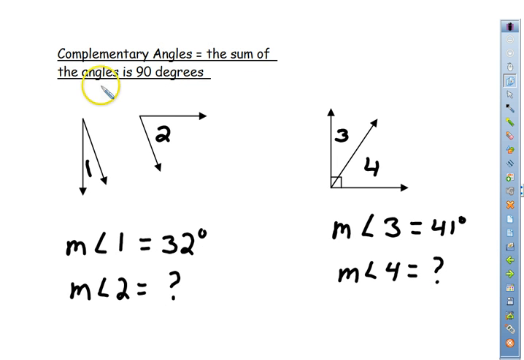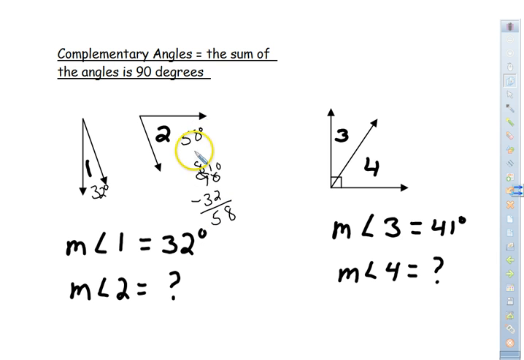The sum of the angles is 90 degrees. So again, the measurement of angle 1 equals 32. We need to find the measurement of angle 2. And again, since we know they are complementary angles, they will add up to be 90. So it's a matter of saying 90 degrees minus the 32. That difference, again, will give us the answer to that missing measurement. And we get 58 degrees. And when we add these two together, they must equal 90.